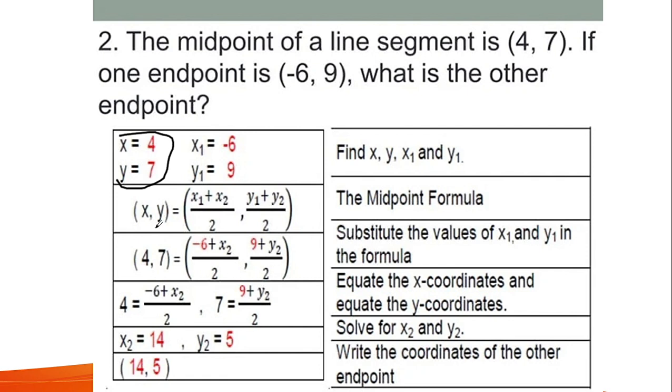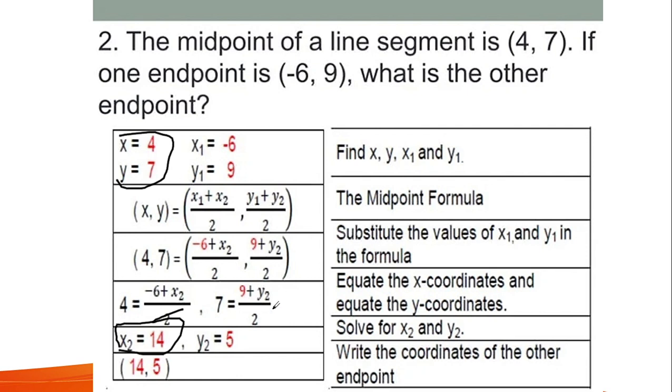So, for x, we have 4 here as our midpoint. And the x sub 1 is negative 6 plus x sub 2 over 2. So, multiply both sides by 2. The 2 cancels here. 4 times 2 is 8. And then, transfer negative 6 to the other side. It becomes positive 6. So, 8 plus 6 is equal to 14. So, this is the answer.